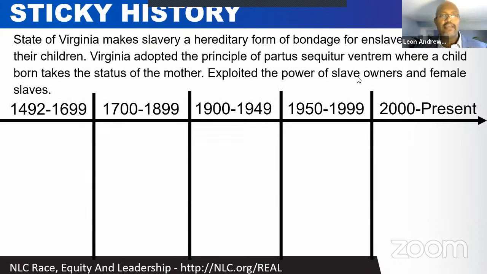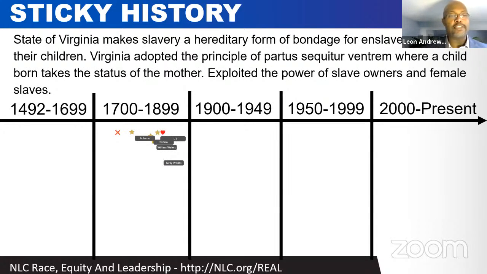As you select your annotated feature, you can select yours and then guess what time period this statement happened. The state of Virginia makes slavery a hereditary form of bondage for enslaved Africans and their children. Virginia adopted the principle of partus sequitur ventrum, where a child born takes the status of the mother, exploiting the power of slave owners over female slaves. Any guesses of which time period this happened? Take a moment and guess what period and what year. Actually, there's a specific year when the state makes this happen.